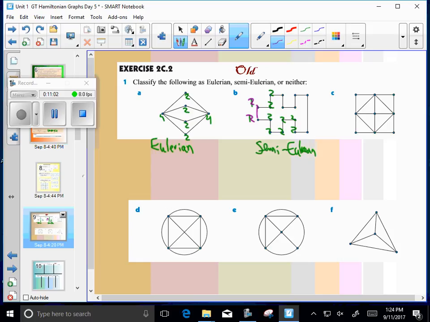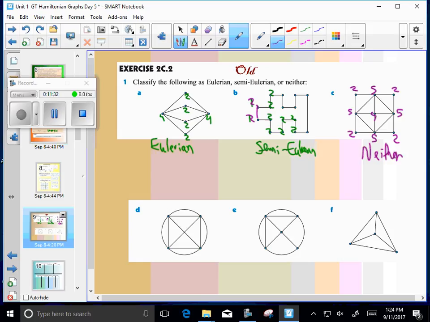2, 2, 2, 2, 1, 2, 3, 4, 5, 5, 5, 5. Do you have it? The only chance, oh yeah, and then there's 4 in the middle. The only chance is it to be non-Eulerian, and then how many odd ones are there? 4, so that's too many. So this is going to be neither.